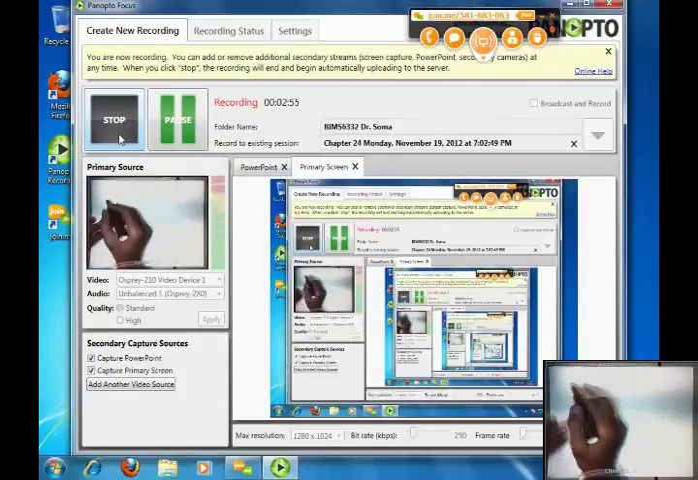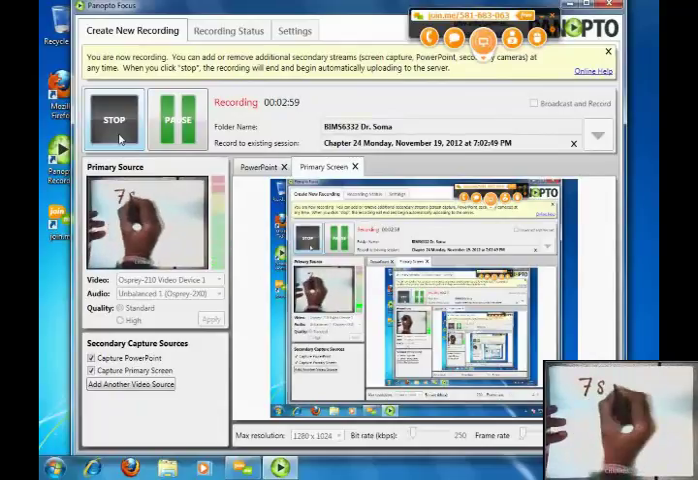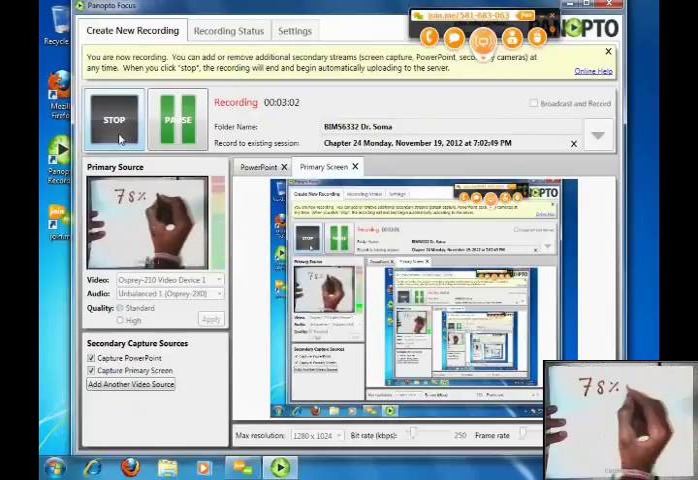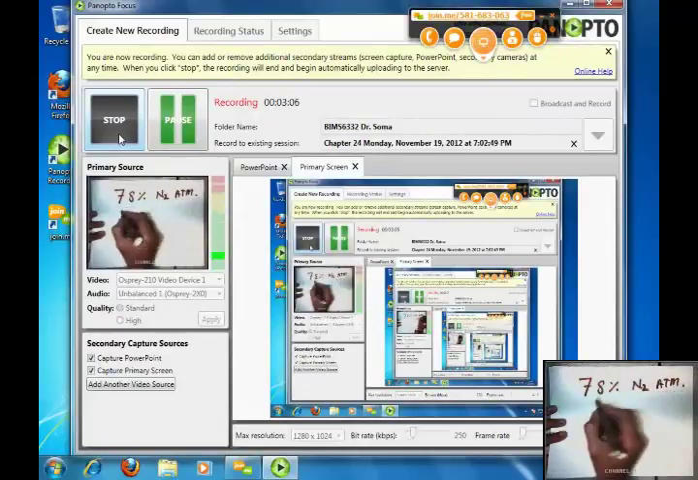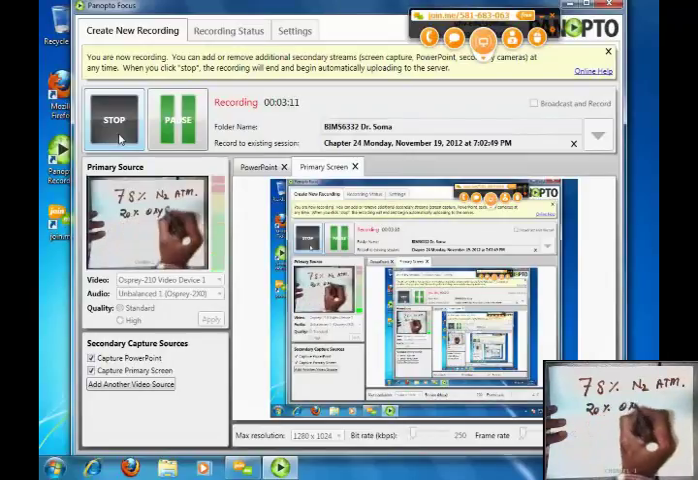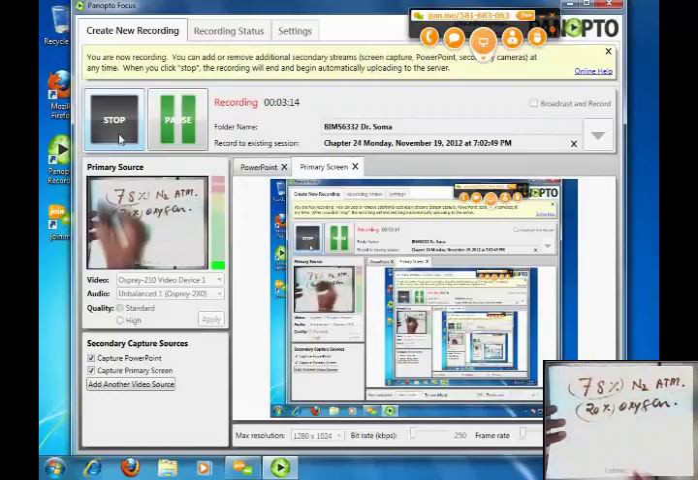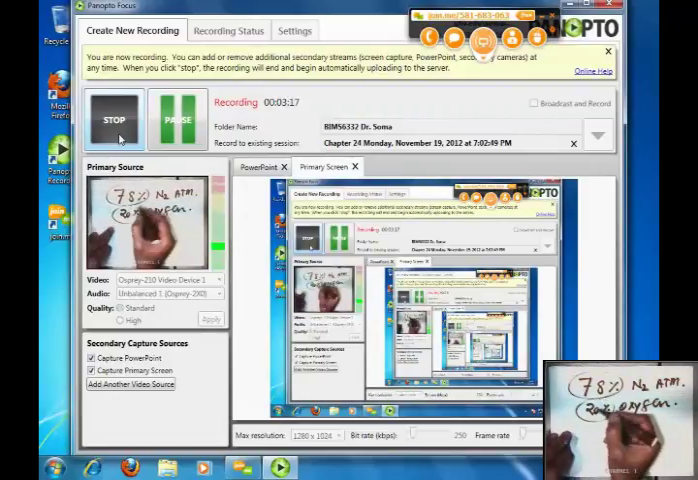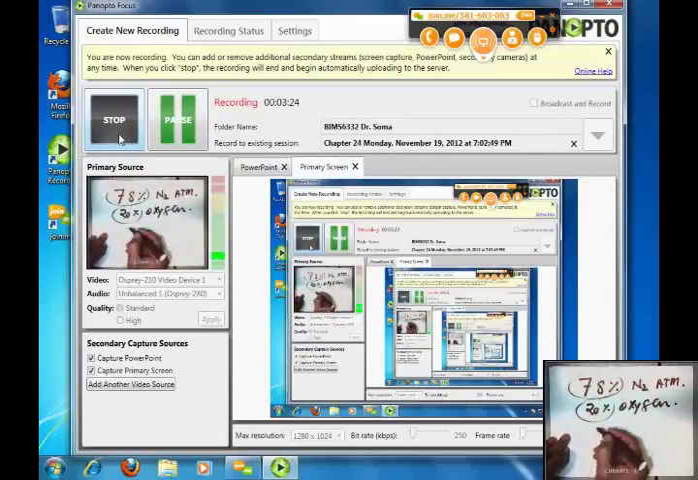How much nitrogen is there in the atmosphere? Approximately 78%. You have 20% oxygen, and the rest is other gases and carbon dioxide.